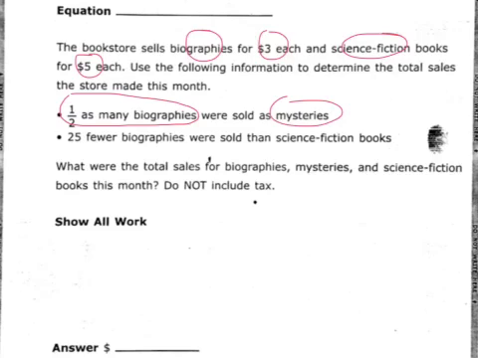Now, mysteries is what we have in our equation to begin with. And 25 less than, something minus 25, that's a hint, were sold than science fiction books. What were the total sales for biographies, mysteries, and science fiction books this month? Do not include sales tax. So this is how we're going to solve that.